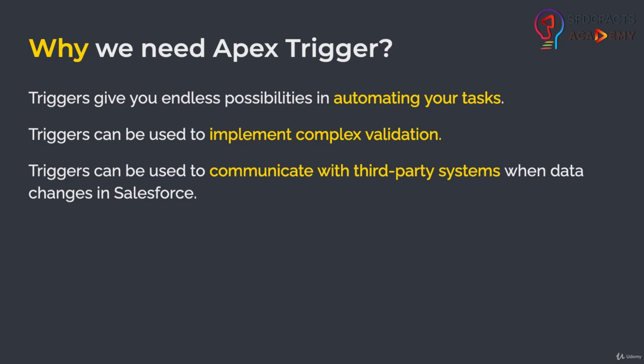Triggers can also be used to communicate with third-party systems when the data changes in Salesforce. So if you make some changes to your Salesforce data, or Salesforce objects to be precise, then you can send some signals to your third-party systems from Apex triggers. And did I mention? Triggers are extremely fast. They are faster than workflow rules, they are faster than process builders, and they are way faster than visual flows. So learning the Apex trigger would be the best thing that you will do if you are a Salesforce developer. I think these are some pretty solid reasons to learn Apex triggers.